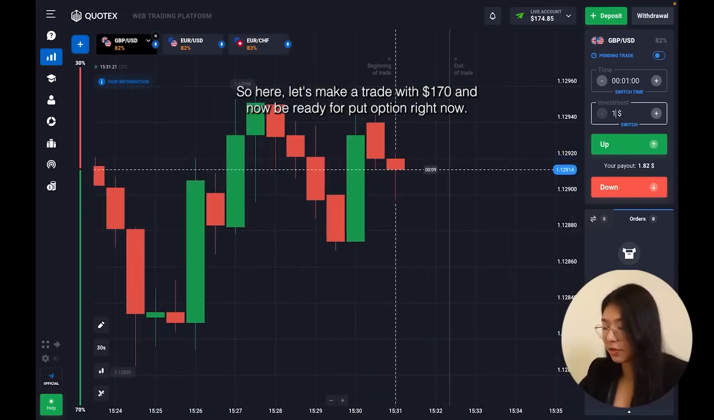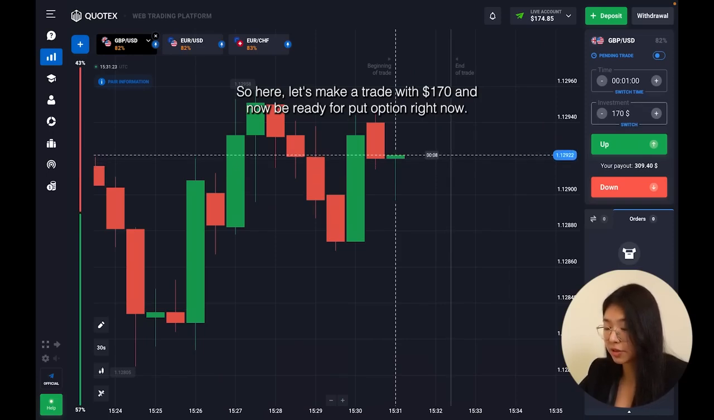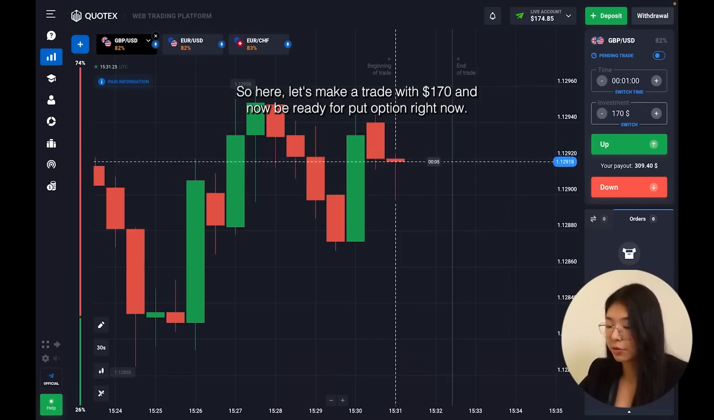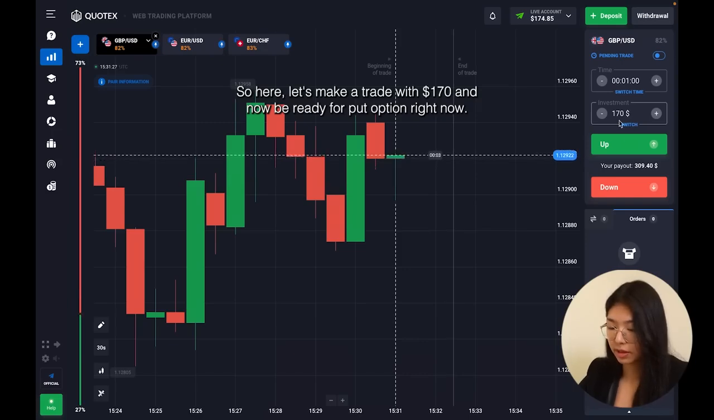And let's make a trade with $170, and now be ready for put option right now.